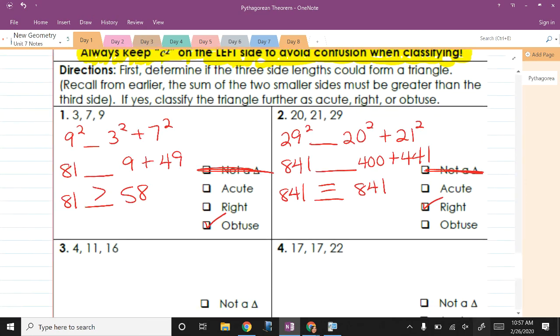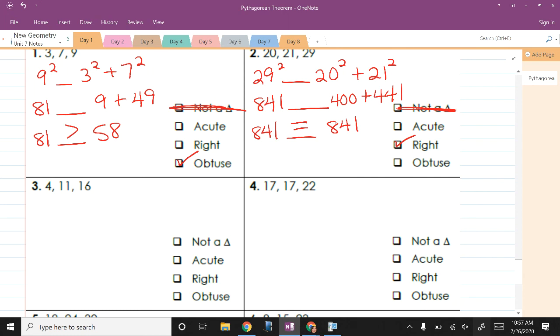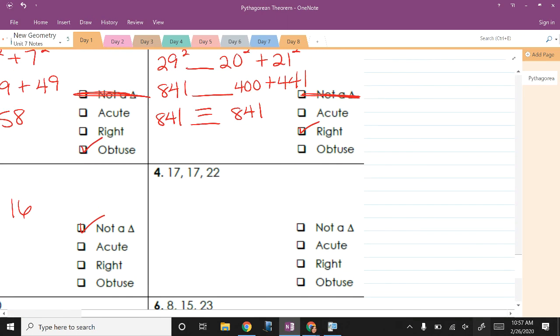Let's do number 3. First, we have to check to see if it's even a triangle at all. So add the two smaller sides. What's 4 plus 11? Is 15 greater than 16? No. So this one is not a triangle. 15 is not greater than 16. Got it?